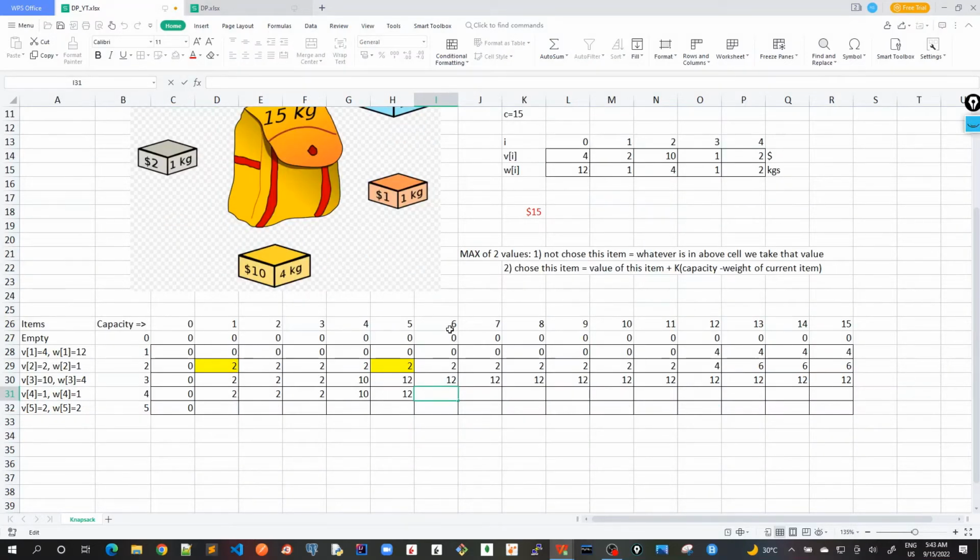Now let's see for this cell. We have got the capacity of 6 kg. So it means that in the first scenario, if we don't choose this item, the value is 12.